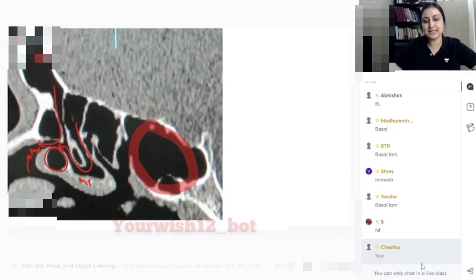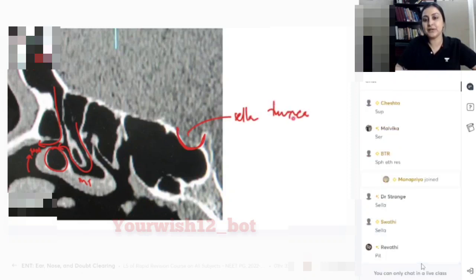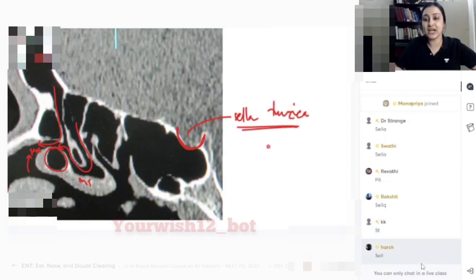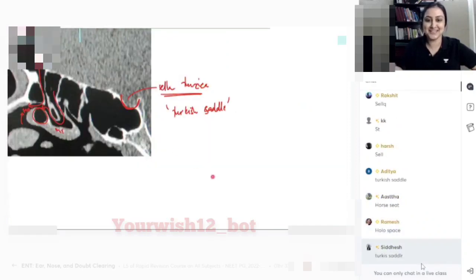So this is the sphenoid sinus. And can you see this? What is this? This is the house of the pituitary, sella turcica. What is the literal meaning of sella turcica? This was asked in the AIIMS exam which I gave. It means Turkish saddle. What they sit on when riding a horse in Turkey is called sella turcica. This looks like that, a horse seat. Yes. So this is Turkish saddle.